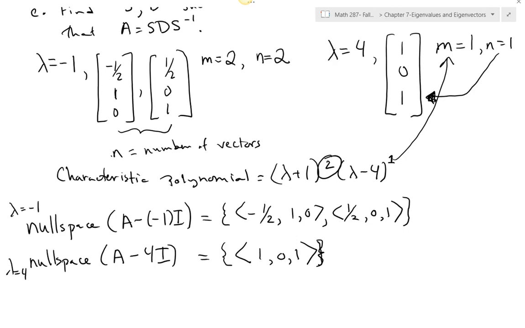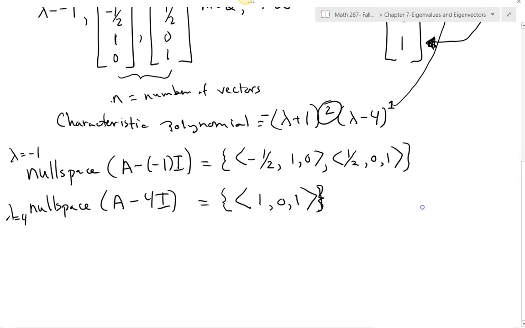Yeah, Richie. Right, mm-hmm, yep. That is the characteristic polynomial. The characteristic equation is the determinant of A minus lambda I equals 0. It's how we end up solving for lambda.